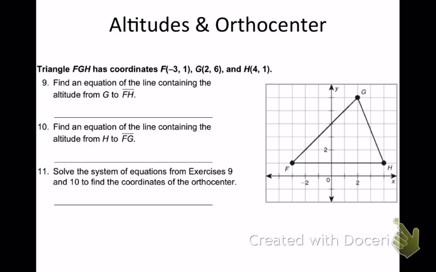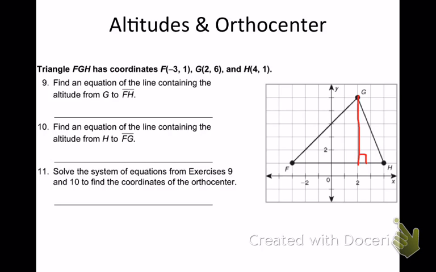So let's look at this one here. Triangle FGH has coordinates F is (-3, 1), G is (2, 6), and H is (4, 1). As I look at it, which one is probably the easiest line to start with? Why is FH the easiest one? It's a horizontal line. What's going to be perpendicular to a horizontal line? So does everybody agree? That would be my altitude right there.